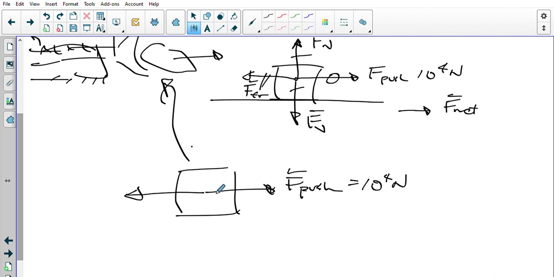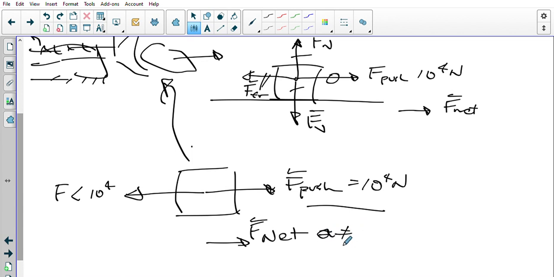So we have a force of a push this way. We're going to have a reactive force. This force is going to be less than 10 to the fourth newtons, because we have a net force in this direction, because we have an acceleration that's not equal to 0. So this force and this force are not equal to each other.